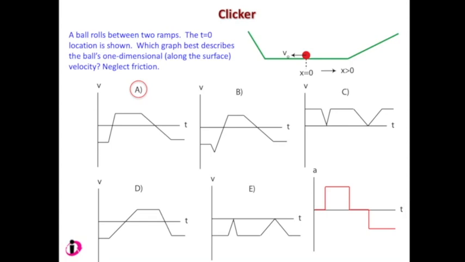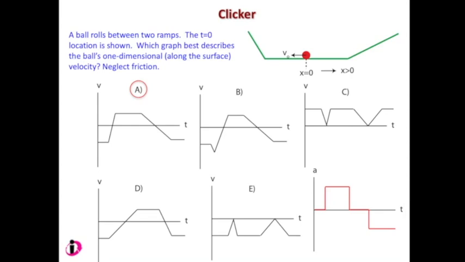The other intervals we have, this zero acceleration interval again, where it's on the flat part, where now it has a positive velocity that's not changing. Both A and D have that, right? They have this middle section where the velocity is positive and constant. That's the ball rolling to the right.